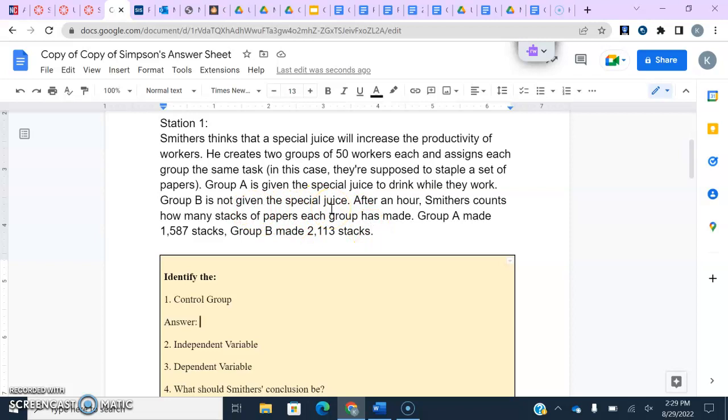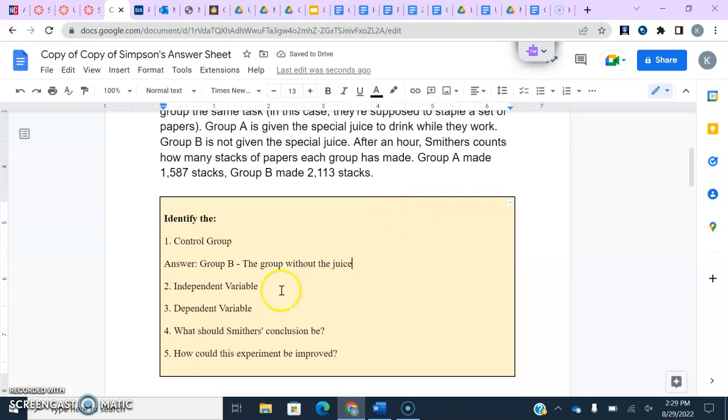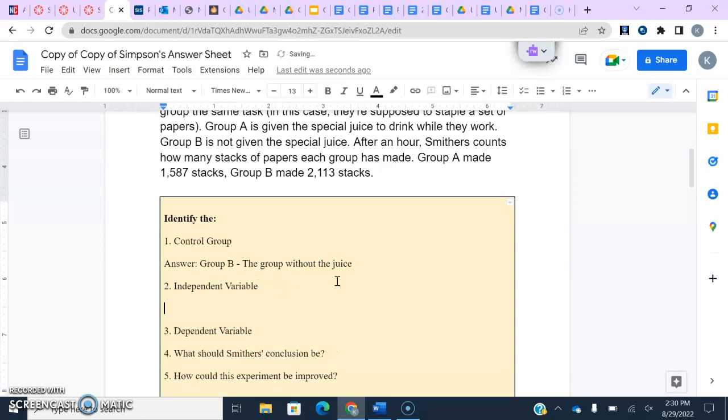So our control group is going to be Group B, the group without the juice. Okay, because again, remember, control groups are used to help us compare our data. If we don't have a control group, our data doesn't mean anything.